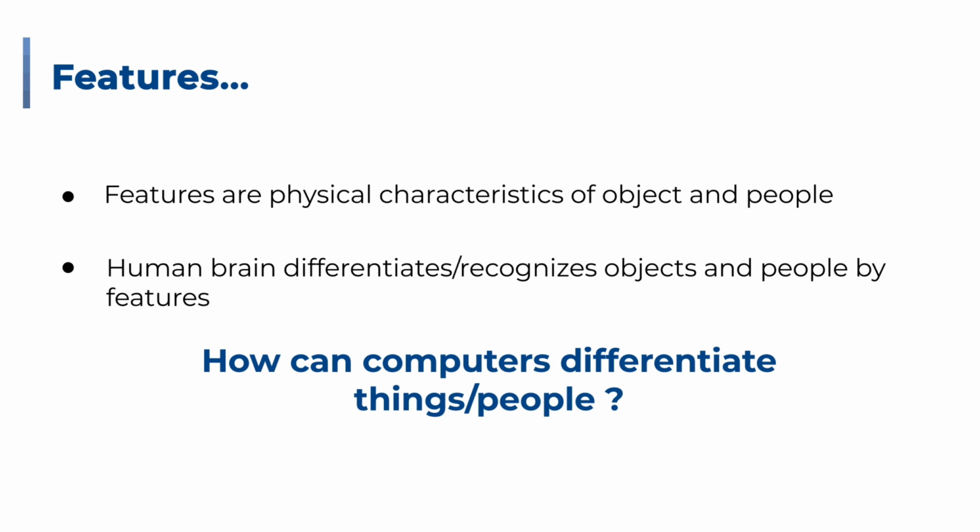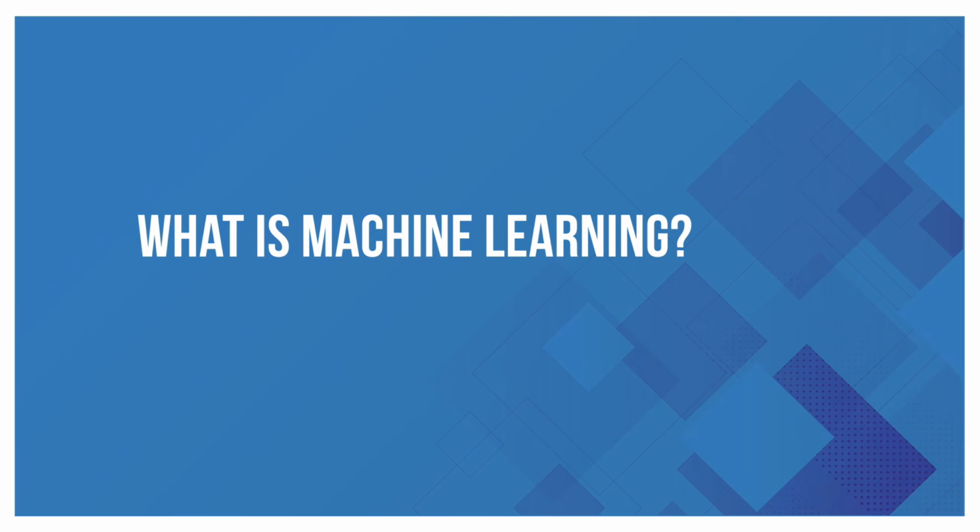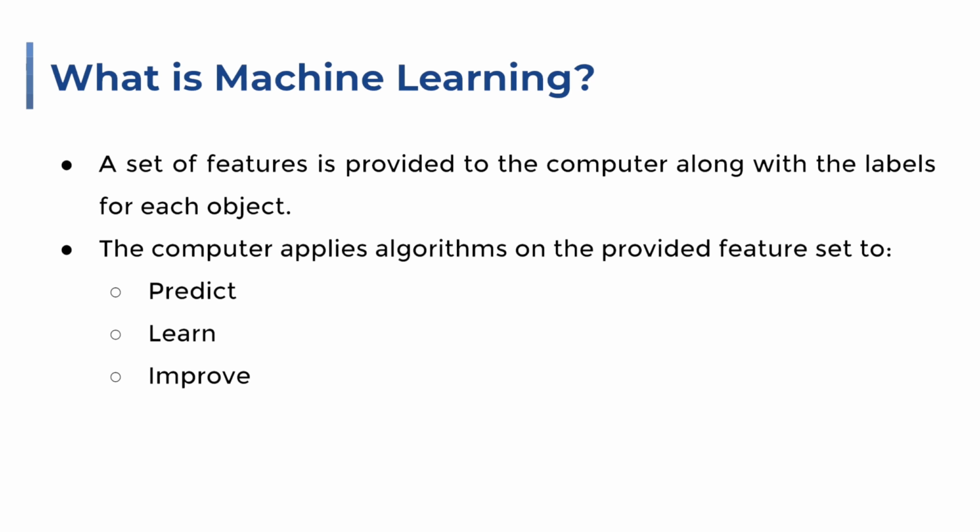But the question remains, how can a computer perform such tasks? The answer to this question is through machine learning. So let us see what actually is machine learning. After seeing a person or an object, our brain automatically feeds in the features of that particular thing or person. So in future we know who is who and what is what.